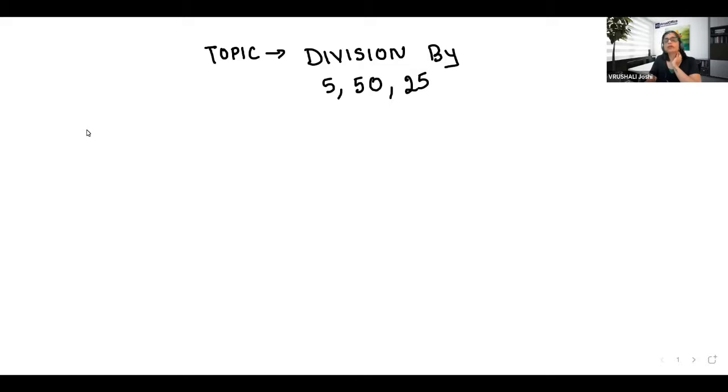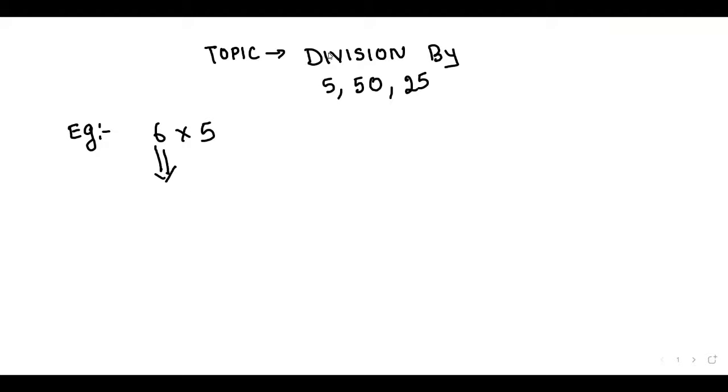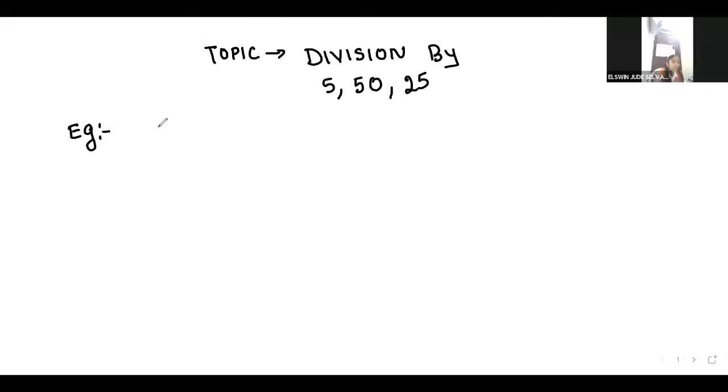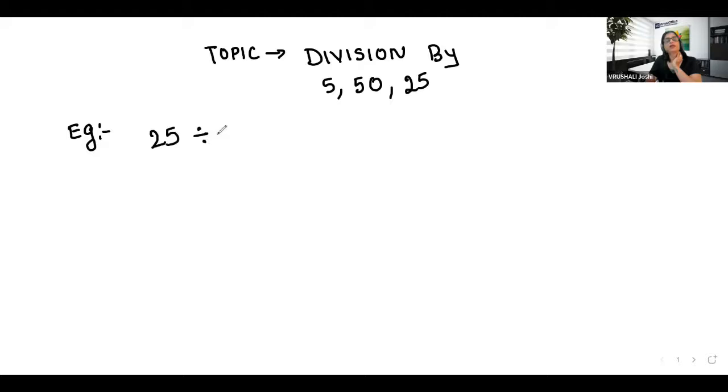So I'm going to take one example, the answer of which we would know. For example, we have 6 multiplied by 5. This answer we all know. You double 6. Double of 6 is 12. No, we are doing division. Sorry, my mistake. So let's take 25 divided by 5.